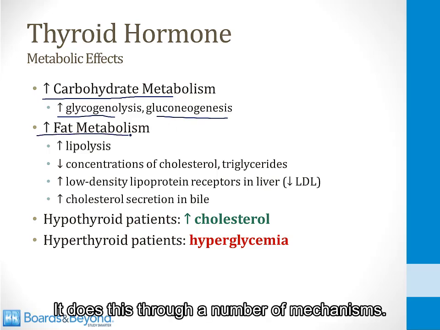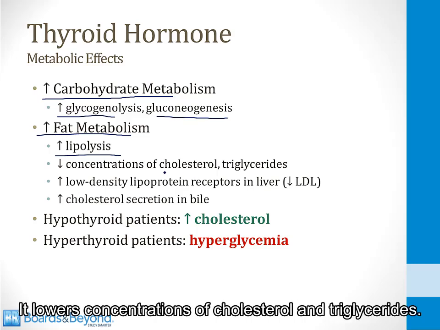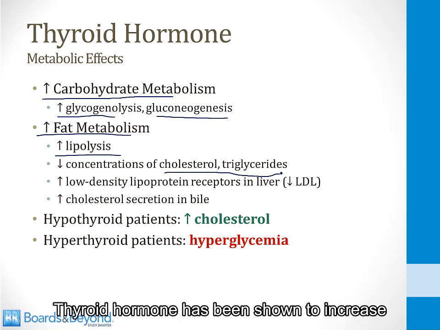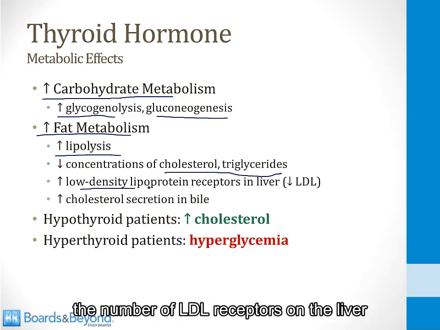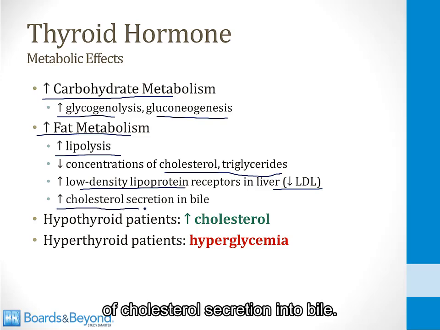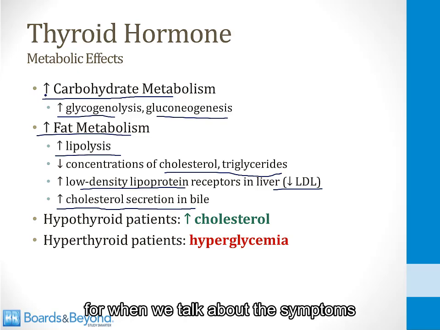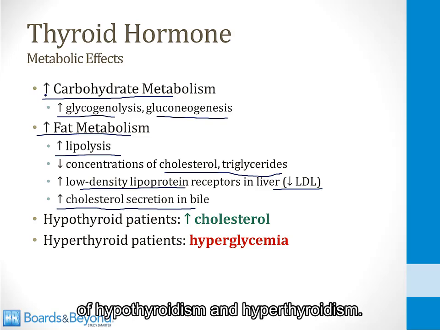It does this through a number of mechanisms. It increases the rate of lipolysis. It lowers concentrations of cholesterol and triglycerides. Thyroid hormone has been shown to increase the number of LDL receptors on the liver, and this leads to lower LDL cholesterol. And then finally, it increases the rate of cholesterol secretion into bile. And it's important you remember these effects for when we talk about the symptoms of hypothyroidism and hyperthyroidism.